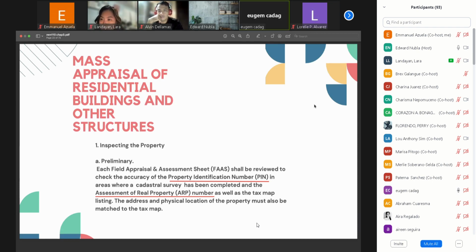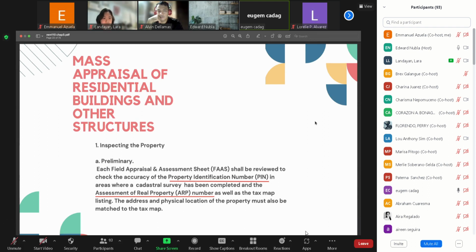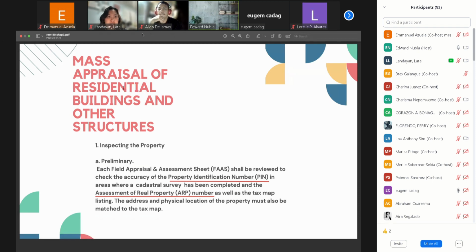Hello po, good evening po. Eugene Kadag po. Ako po yung magre-report for this part. Naririnig po ako? Yes. Wait lang po. Yes po, thank you po.